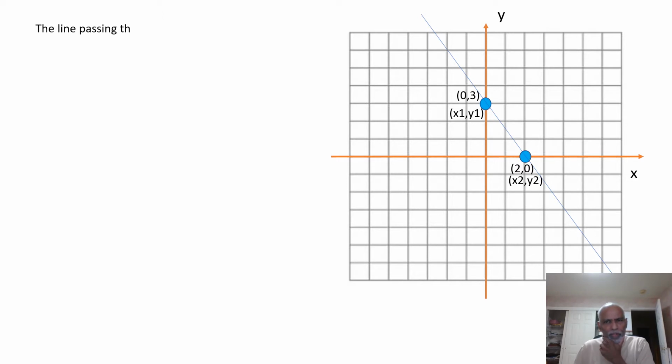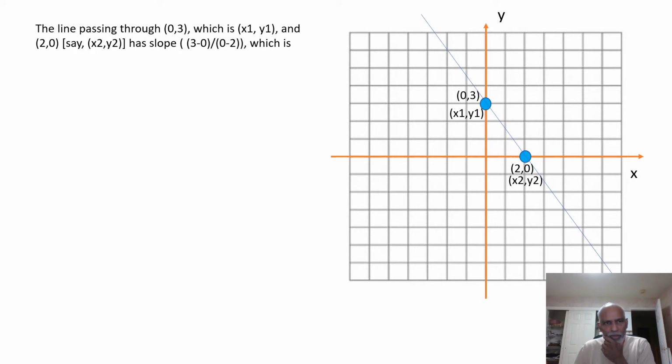In order to find the equation of this line, first we use the slope intercept form, and then we rewrite that into the general form ax plus by plus c equal to 0. So we find the slope between the points 0, 3 and 2, 0, which is 3 minus 0 divided by 0 minus 2, and it is minus 3 over 2. That is the slope of the line that passes through 0, 3 and 2, 0.